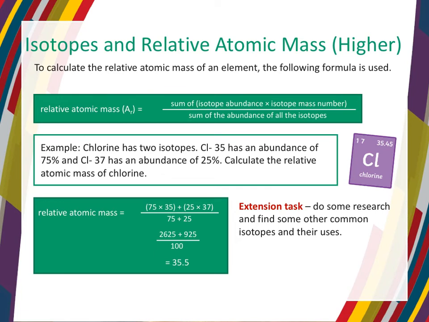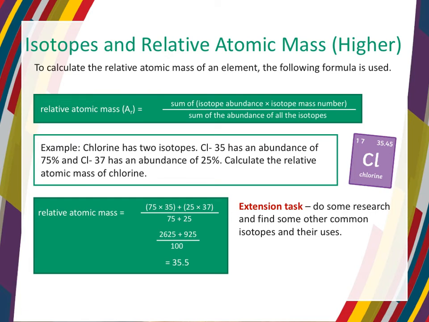So an average. If I was trying to look at an average number of something, I would take everything added together that I'm interested in and divide it by the total. Okay, so the total number of them.